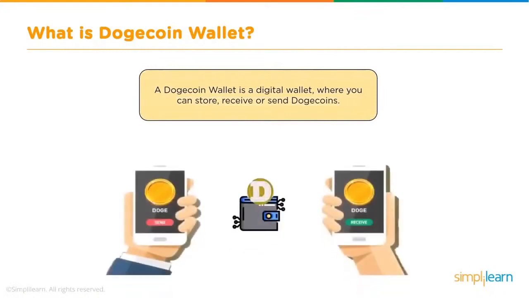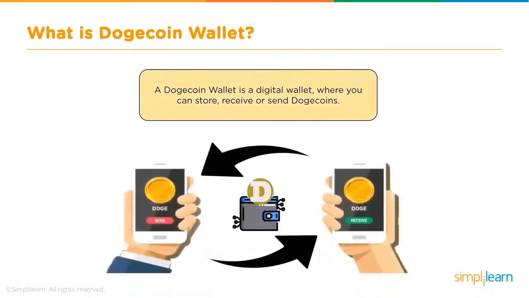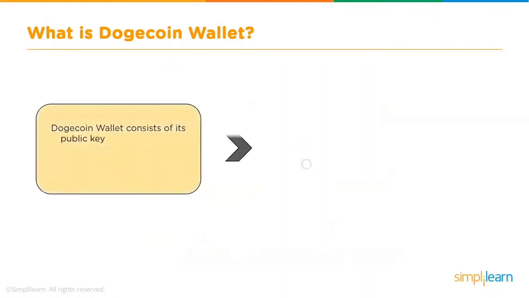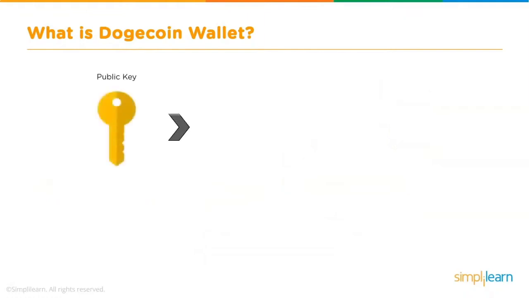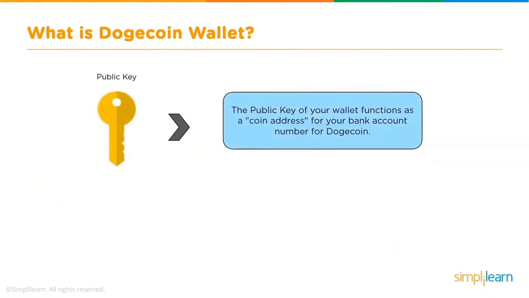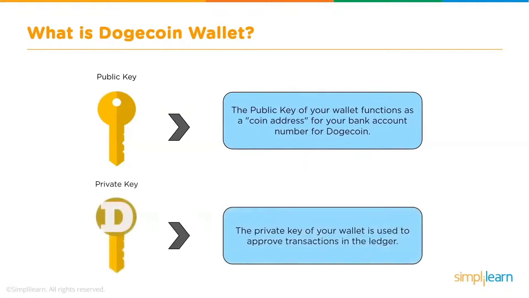A Dogecoin wallet is something where you can store, receive, or send Dogecoins. Technically, it is very similar to a real live wallet. A Dogecoin wallet consists of its public and private key, connecting it to the distributed ledger over the Dogecoin network. You can use your wallet's public key, which also functions as your coin address, like your bank account number for Dogecoin, where anyone can track the transactions made while maintaining the anonymity of the users. The private key of your wallet is used to approve transactions in the ledger. Your wallet's public key is used to receive Dogecoins from other users.